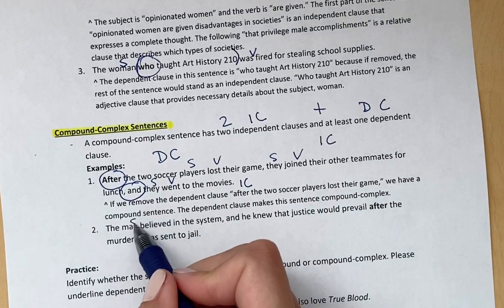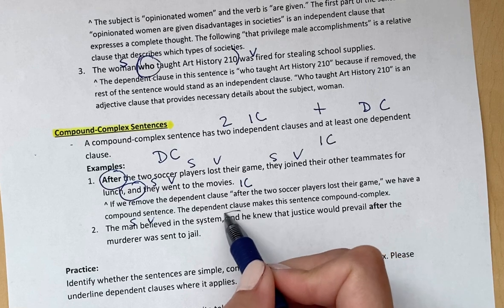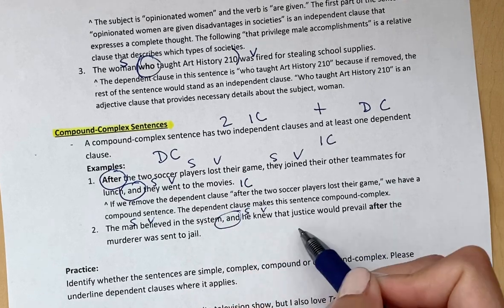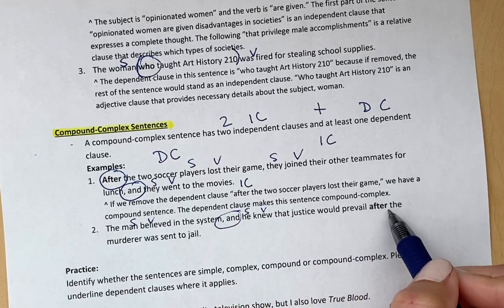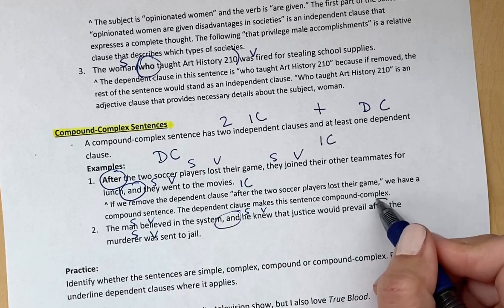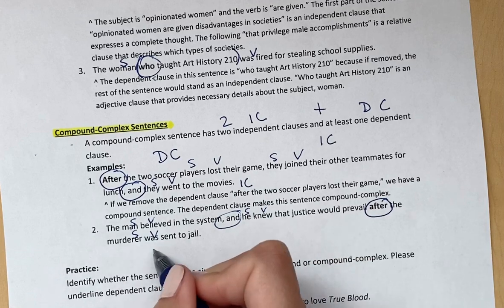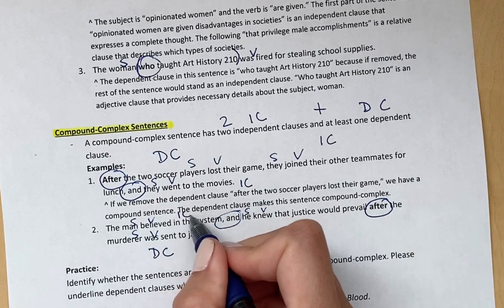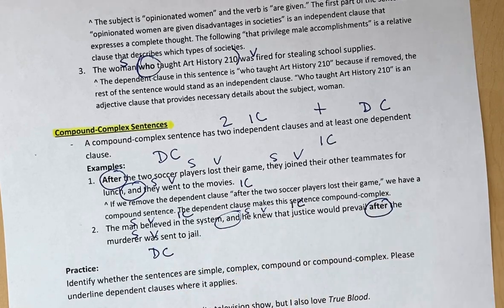The next one: the man believed in the system, comma, and he knew that justice would prevail after the murderer was sent to jail. Right, so we have that too. So we have this after. This is our dependent clause thrown on the end, our independent clause, and our independent clause up here.